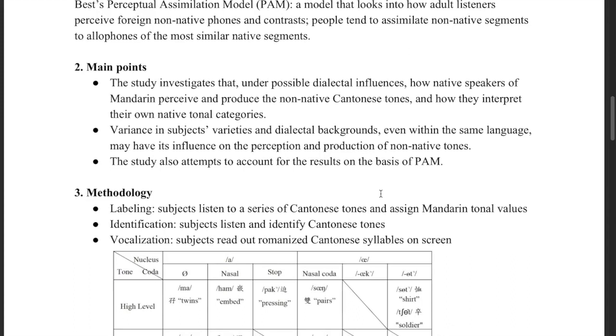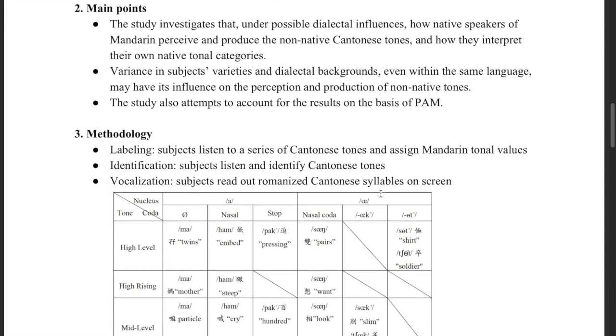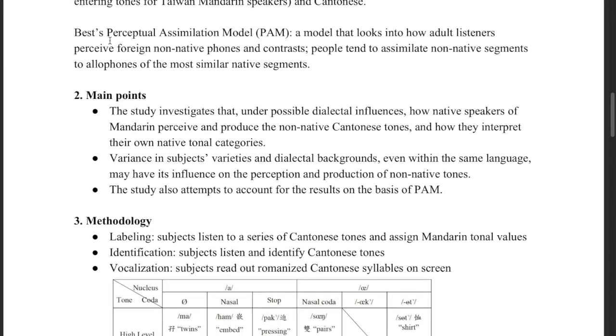Some main points are concluded. First, the investigative question of the study is, under possible dialectal influences, how do native speakers of Mandarin perceive and produce non-native Cantonese tones? And also how do they interpret their own native tonal categories? And one of the major findings is that variance in subjects' varieties and dialectal backgrounds, even within the same language, so in this case Mandarin, may have its influence on the perception and production of non-native tones. And the study also attempts to account for the results on the basis of PAM, which is the perceptual assimilation model.